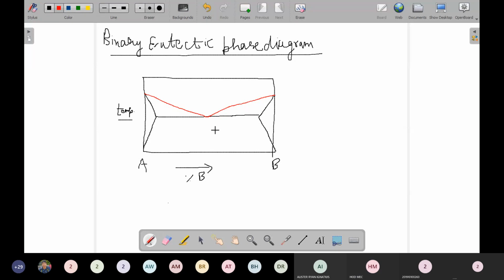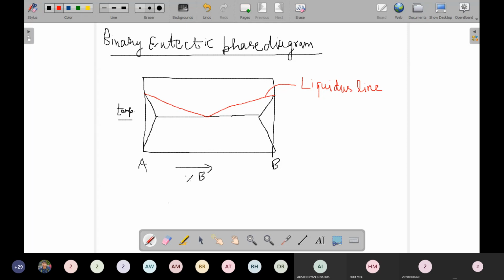Okay. So what we are explaining here is this line, this red line you can see. What is this red line? This red line is the liquidus line. Okay, so tell me what this liquidus line means. Yes, any one of you, how can you define the liquidus line?